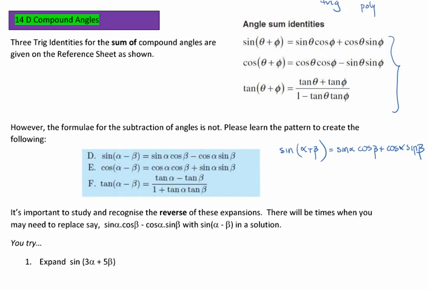The other one is cos, and if I was writing that as cos alpha plus beta, so we're talking about the cos of the sum of two angles, then it is the cos of alpha, cos of beta, minus sine of alpha, sine of beta.